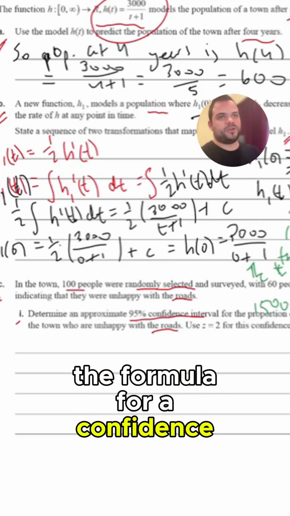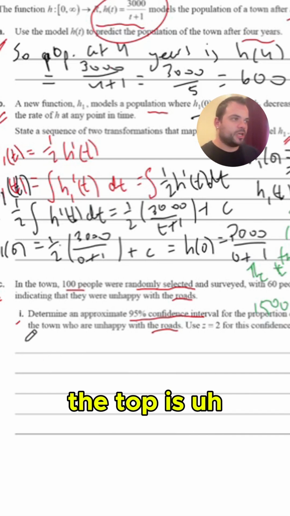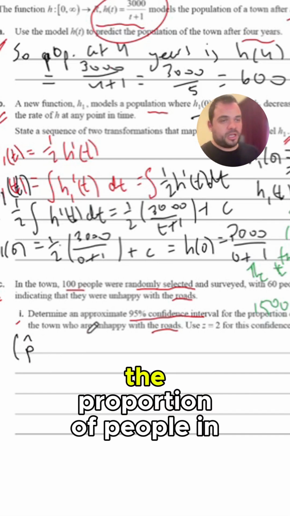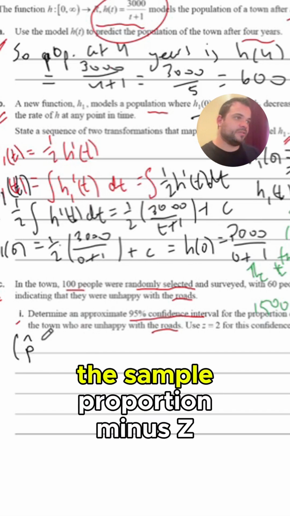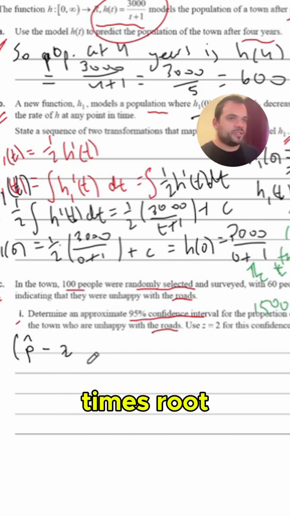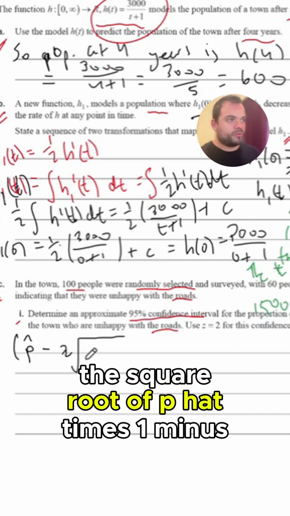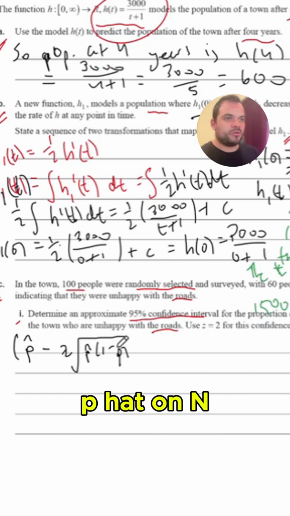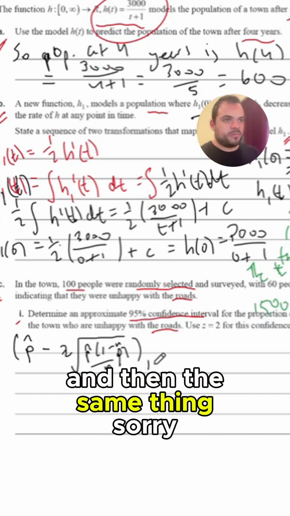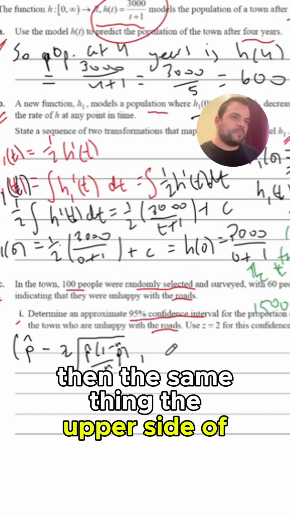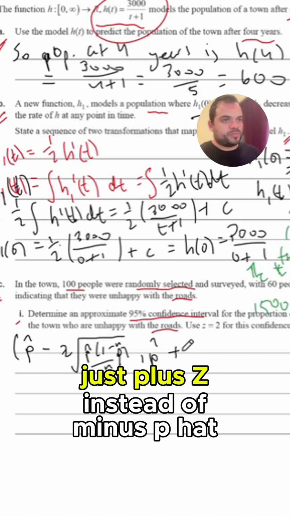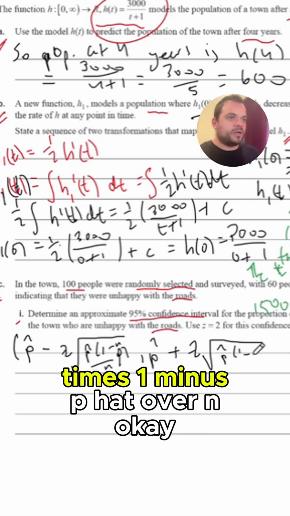So the formula for a confidence interval, I'm just going to write that down at the top, is the proportion of people in our sample, p hat, the sample proportion, minus z, we'll come back to what z is in a second, times the square root of p hat times 1 minus p hat on n. And the upper side of the interval is p hat plus z times the square root of p hat times 1 minus p hat over n.